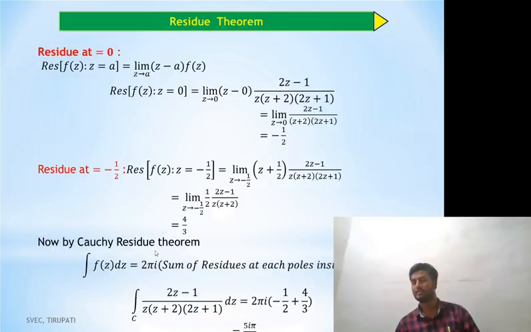Now using the Cauchy residue theorem, we directly say 2 pi i into the sum of residues. Only two poles are inside, so the sum of residues is minus 1 by 2 plus 4 by 3. Now the LCM is 6. It is minus 3 plus 8. Two ones are 2, 3s get cancelled, and it is 5 pi i by 3. See, by using the residue theorem it is very easy. Otherwise you can use the Cauchy integral formula, no problem.